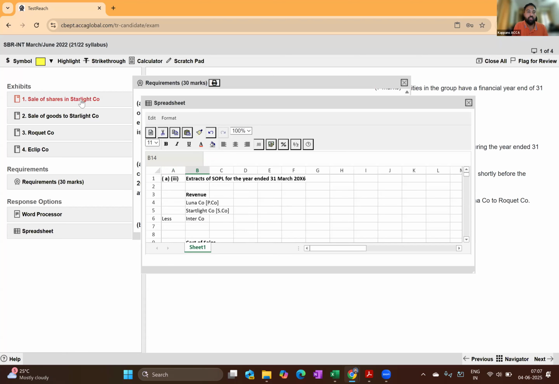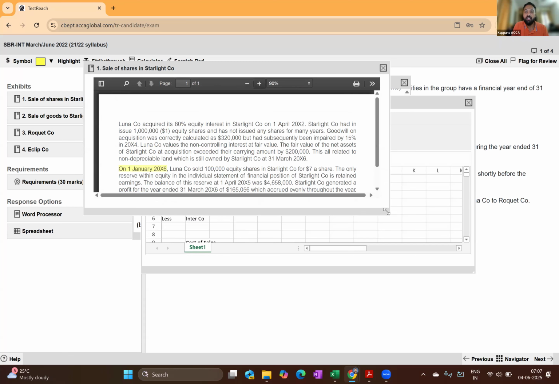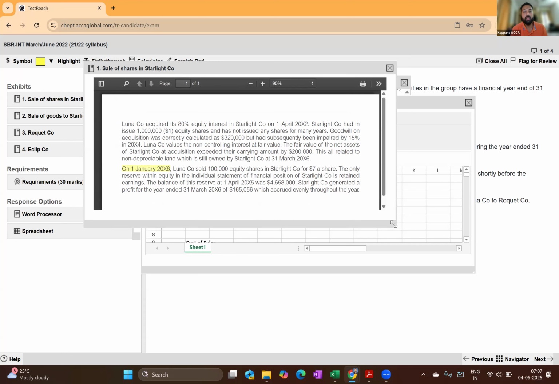So now let's read the question. Luna Company acquired 80% of equity interest in Starlight Company on April X2. Starlight Company had in issue $1 million equity shares and has not issued any shares for many years. Remember, our financial year ending is 31st March X6. So the financial year will be from 1st April X5 to 31st March X6. So all this information is before this year's information.